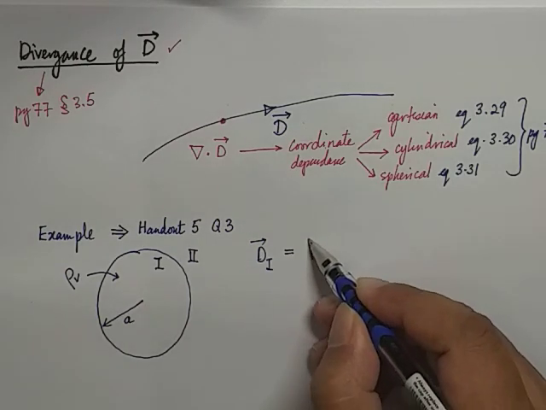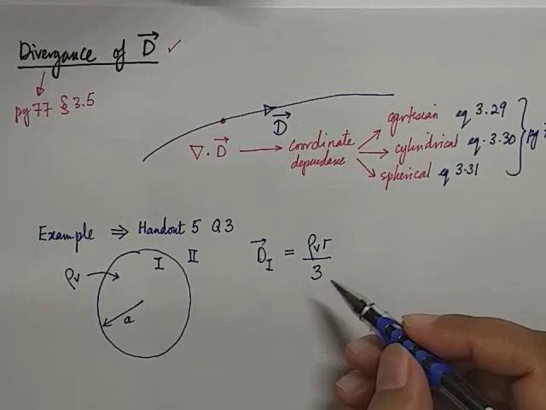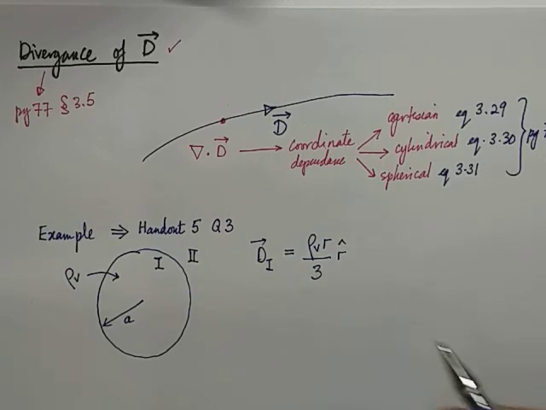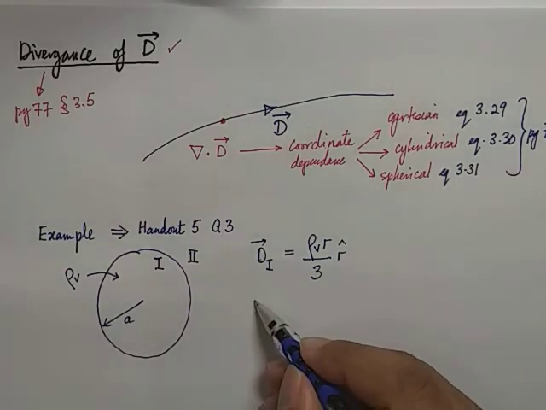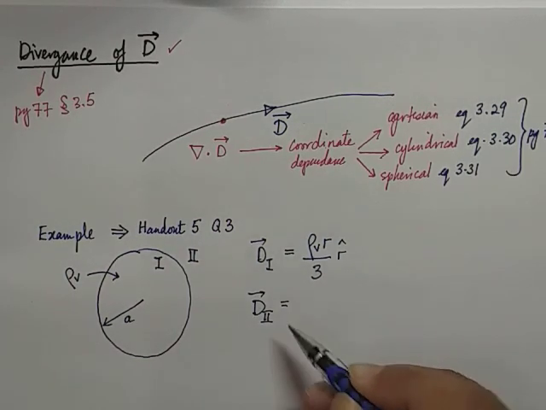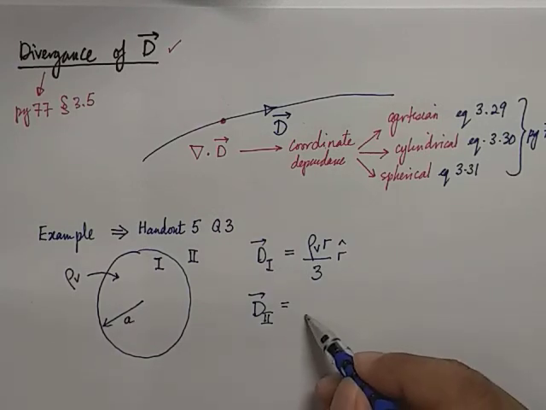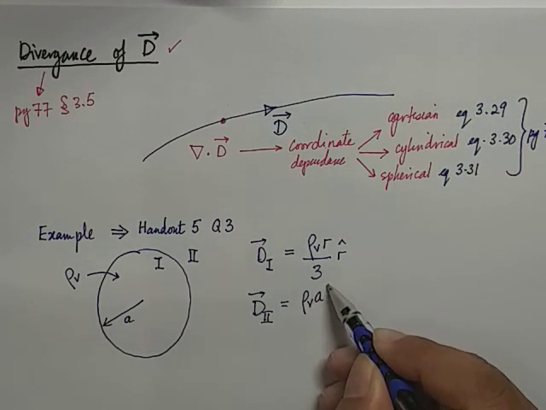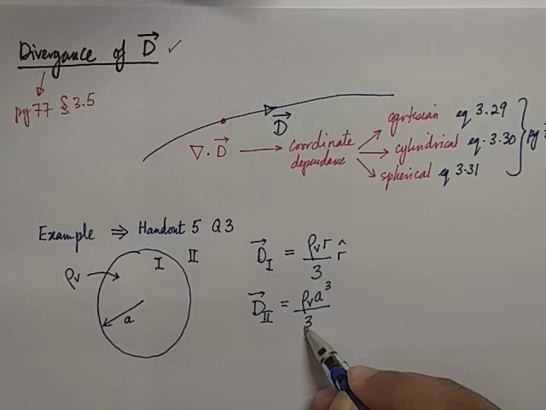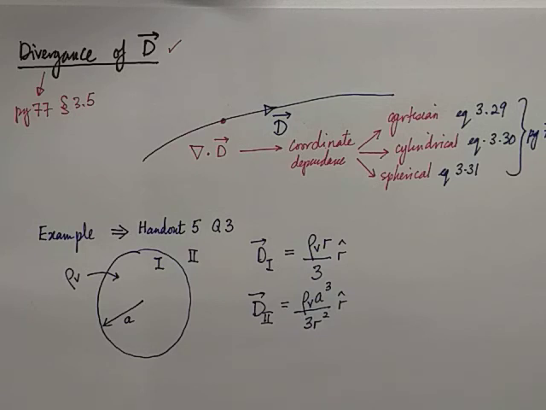Rho v r over 3 in r direction. That's the solution that we obtain. And for the region outside the sphere, D2 is equal to rho v a cubed divided by 3r squared in the r direction. Okay, that is the result we obtain using Gauss's law based on the structure that's shown here.